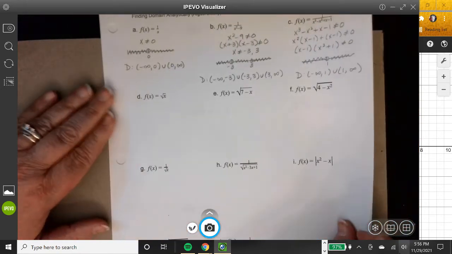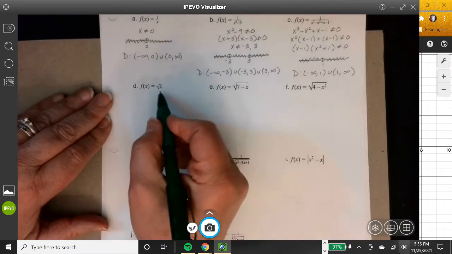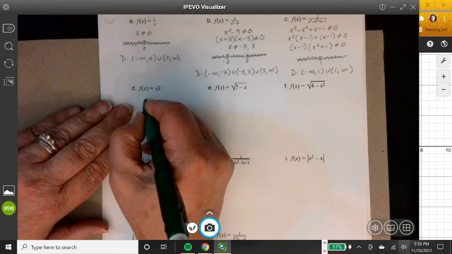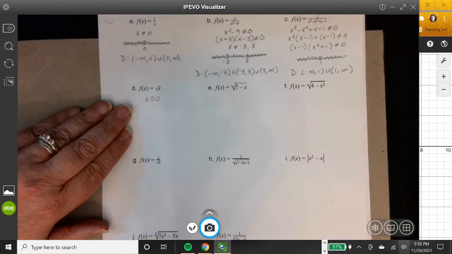All right, let's change it up a bit. The next one, D, is the square root of x. Well, square root is an even root. So with an even root, I know that x has to be greater than or equal to 0.